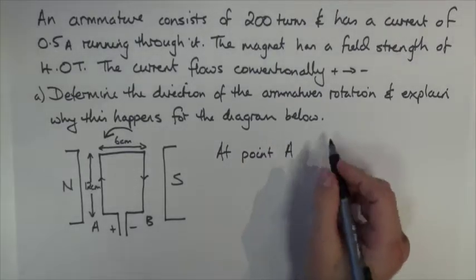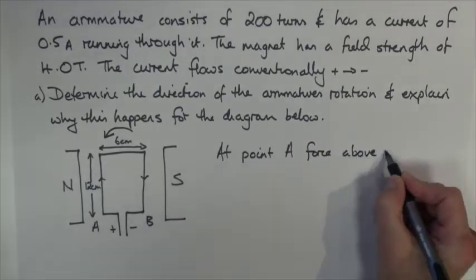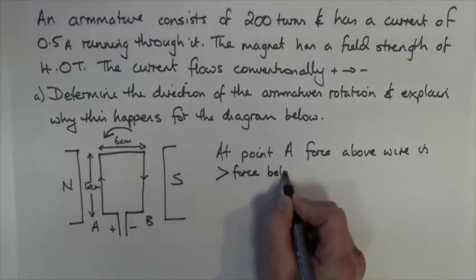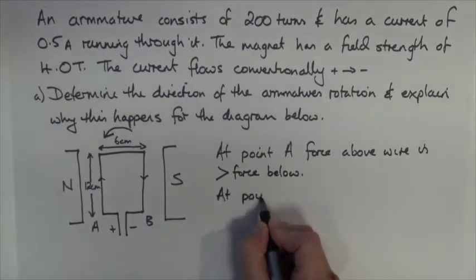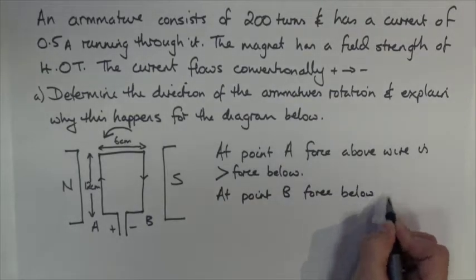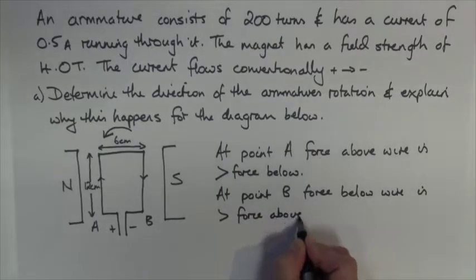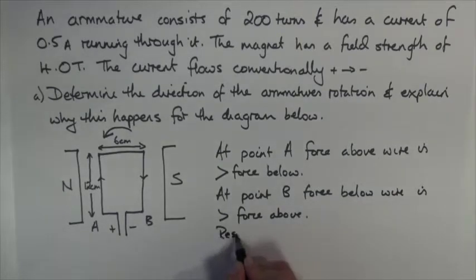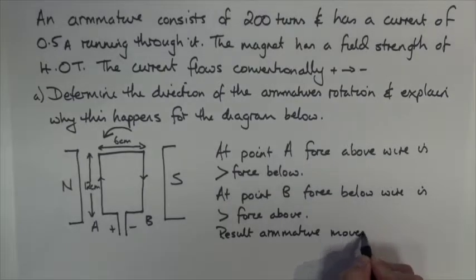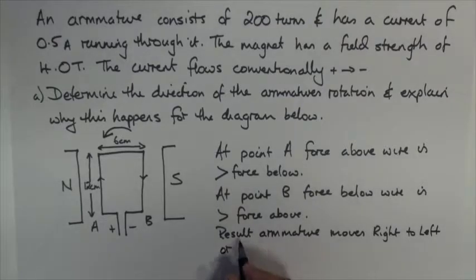So at point A, as we've stated, because the current is going up and my fingers are going from left to right, the force above the wire is going to be greater than the force below the wire, because it's constructive above and destructive below. At point B, we're going to get the opposite because the current is going in the opposite direction. Thumb going down, fingers going left to right, below the wire is going to be greater than the force above. Obviously, the result is it's going to spin anti-clockwise or from right to left, from an area where there's strong to weak.